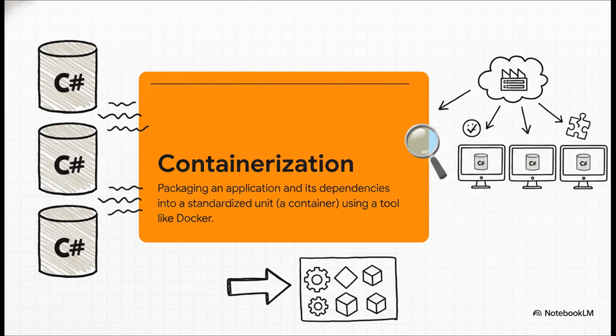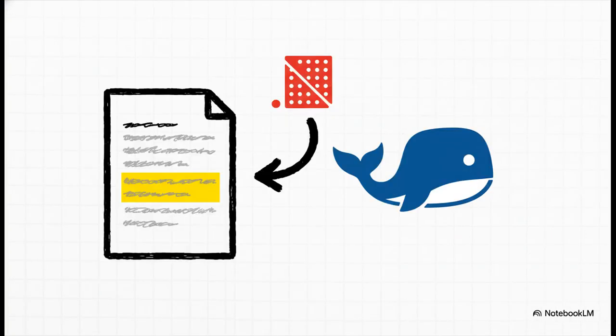To make sure our service runs exactly the same way everywhere, I'm talking from your laptop to a testing server to the cloud, we use something called containerization. We use a tool, most commonly Docker, to package up the application code and all of its dependencies into one neat little standardized unit called a container. This completely eliminates that classic, well, it works on my machine problem, forever. And this is how you do it.